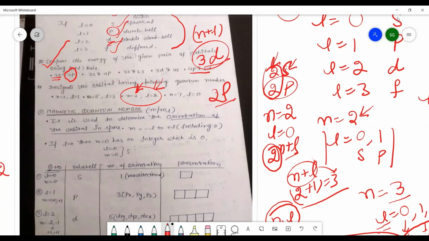सो अगर आपके पास n और L की वैल्यू है तो यू कैन फाइंड आउट द सबशेल कि किस टाइप का सबशेल आपके पास है और आप उसके अंदर इलेक्ट्रॉन्स भी निकाल सकते हैं.